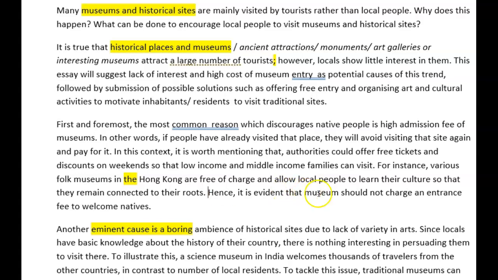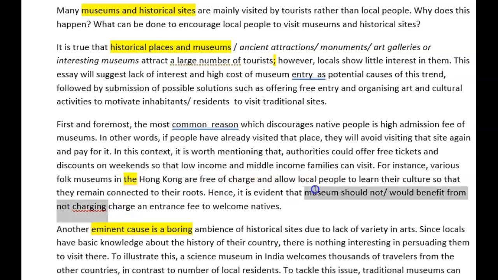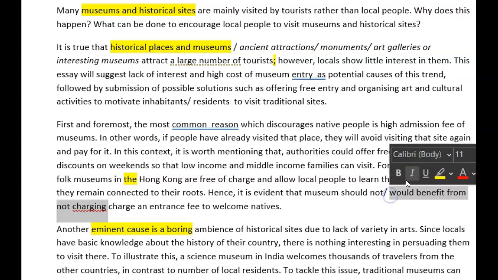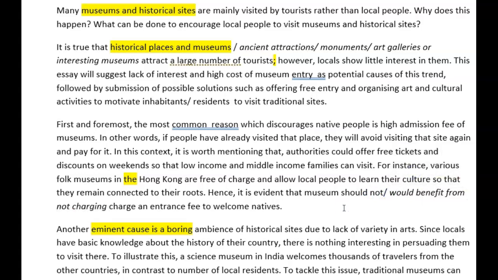"Hence, it's evident that museums should not charge" or "would benefit from not charging them." You're saying should not, but you're offering a solution. So you're saying would benefit from not charging. Okay, just make sure you stay absolutely connected to the question. Okay, which I think is important. Well, obviously it is important. Okay, so you're offering a solution. That's a possible solution.